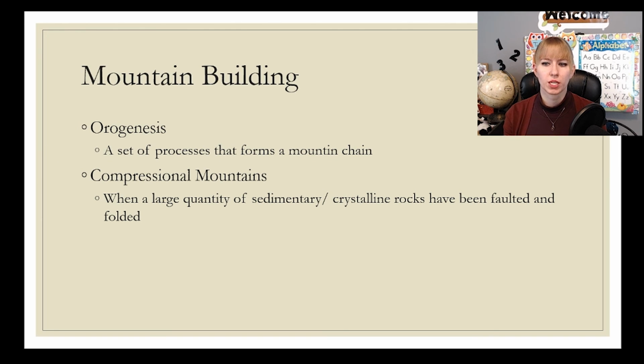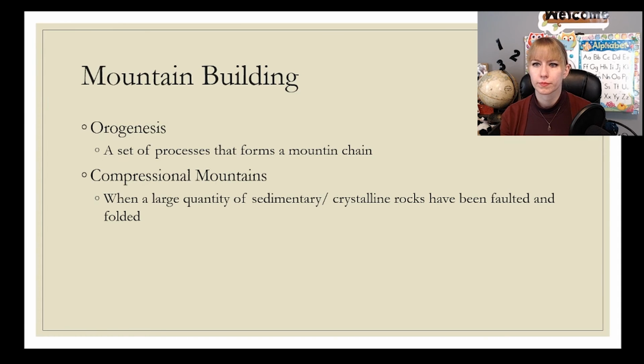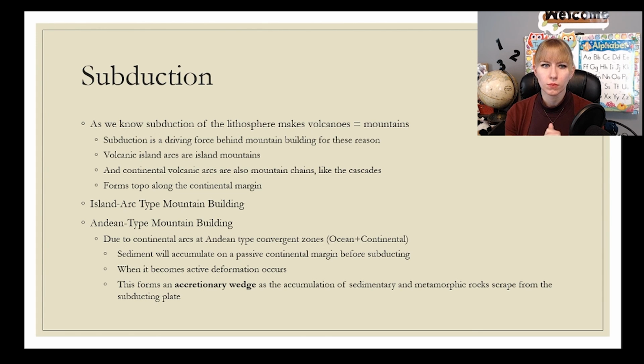Older mountain chains have become eroded, like the Appalachian Mountains, and so are less topographically prominent, such as the newer ones, like the Rockies, which we see in here. Compressional mountains are when pre-existing sedimentary or crystalline rock formations have been faulted and folded, and you can see the strata lines in the mountains themselves, which is really, really cool. But with subduction, you'll get volcanoes and volcanic-related mountains.